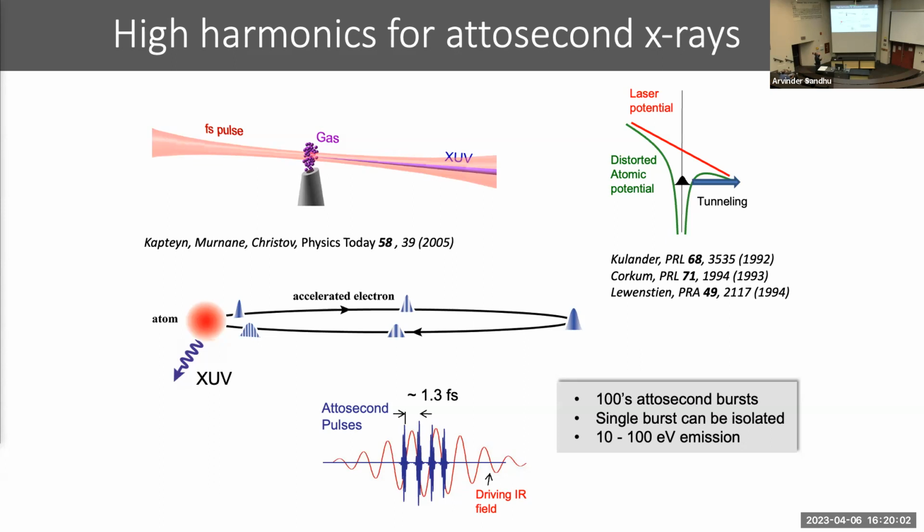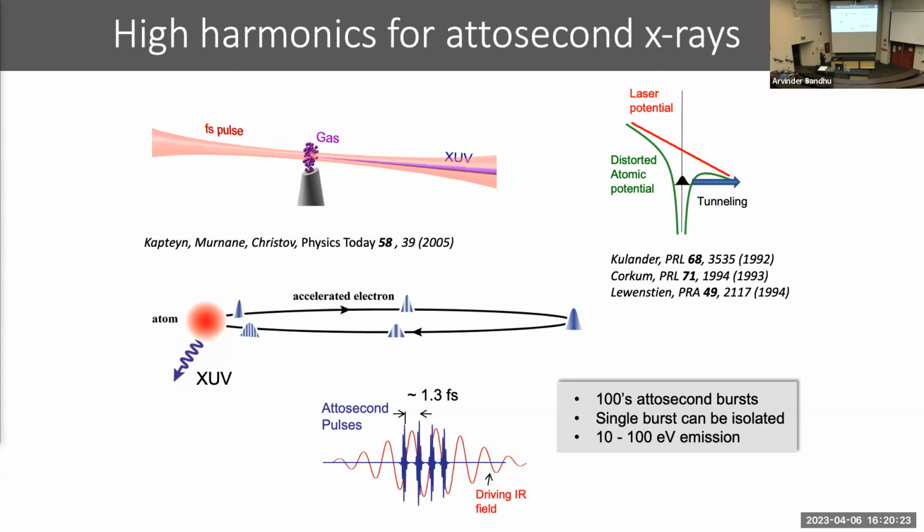And when this trajectory returns back to the atom, this electron collides with the atom. It produces this Bremsstrahlung radiation, this X-ray light, because of this high energy collision between the electron packet and the core ion that's left behind. So this is a well-known process called high harmonic generation.